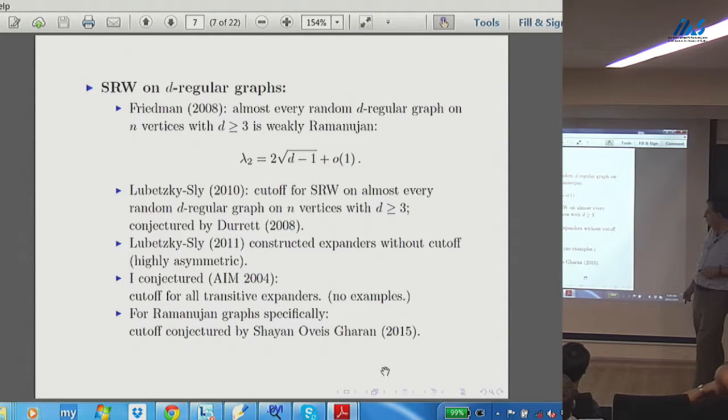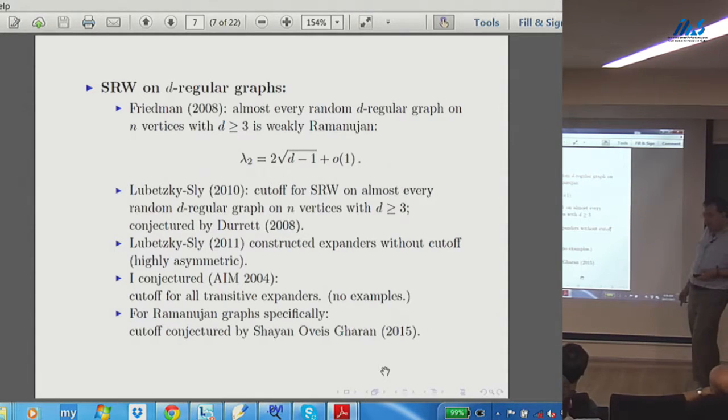Now, these graphs are expanders, so the conclusion is most d-regular graphs are expanders. That was well known, and have cutoff. That was the new result. However, in a closely related paper, they constructed examples of expanders that did not have cutoff. So just being an expander is not enough for cutoff.